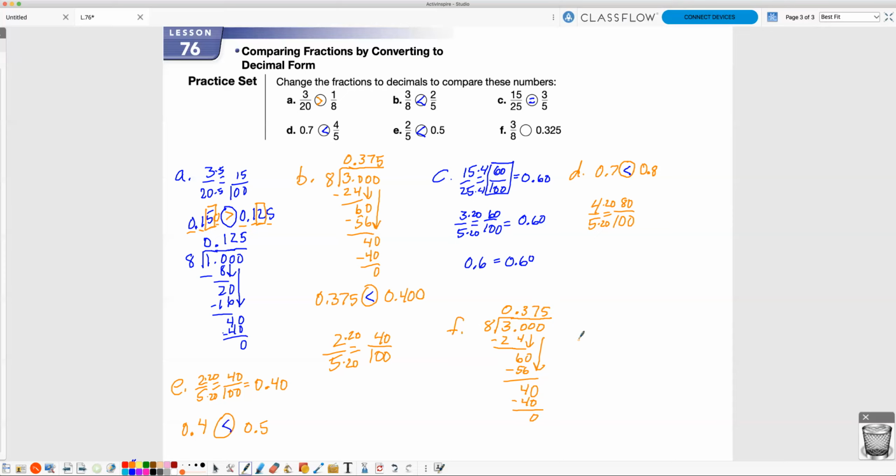So now if I'm comparing those, if I have the decimal for 3/8 compared to the decimal that was already given, 325 thousandths, now I just look at those two decimals and I see that this 7 is greater than this 2. Therefore, 375 thousandths is greater than 325 thousandths, which is saying the same as 3/8 is greater than 325 thousandths. All right. Excellent work.